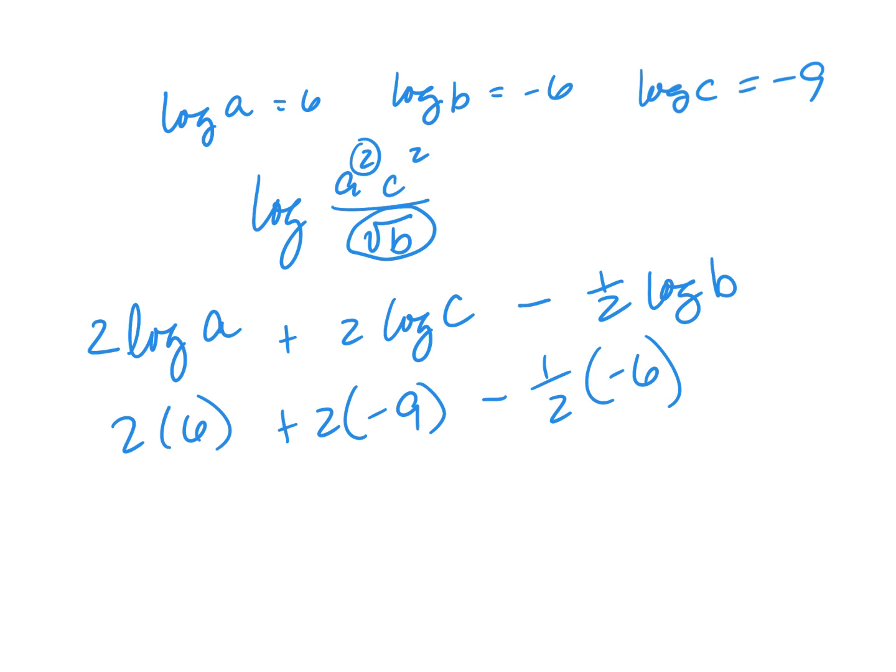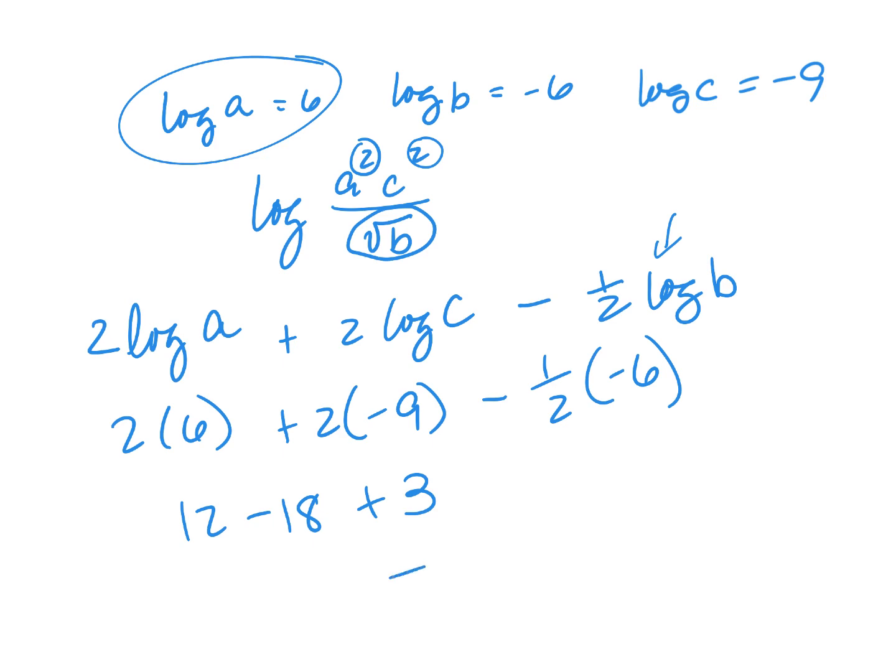So the exponents go in the front, so it's 2 log of a plus 2 log of c, because these exponents go in the front. The exponent of a square root of b would be 1/2, so it's 1/2 log of b. And then you just plug in these values up here. So you have 12 minus 18 plus 3, which is negative 3.